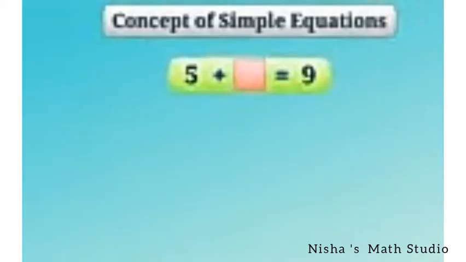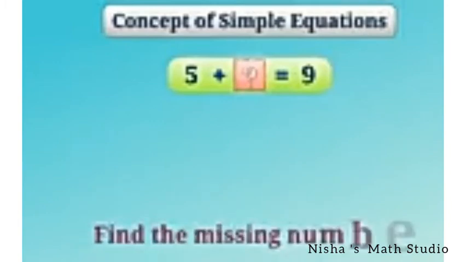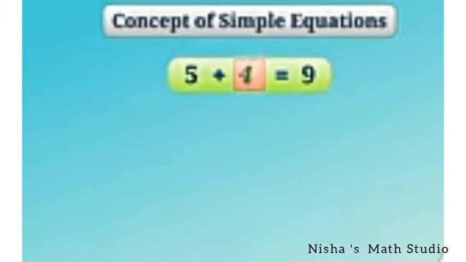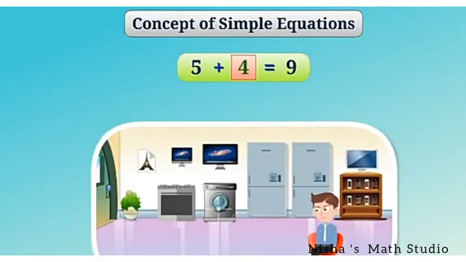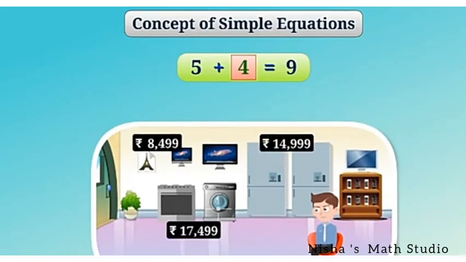Consider a simple equation 5 plus dash is equal to 9. Can you find the missing number? Very easy, isn't it? Here, if we put 4 in the place of unknown number, we get 5 plus 4 is equal to 9. In our day-to-day life, we come across many situations where we have unknown numbers.